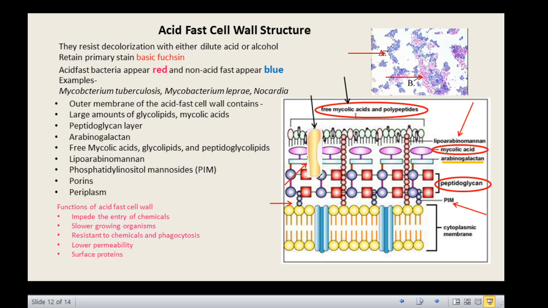The surface proteins in the acid-fast cell wall, depending on the strain and species, carry out a variety of activities including functioning as enzymes and serving as adhesins. Adhesins enable the bacterium to adhere intimately to host cells and other surfaces in order to colonize and resist flushing.